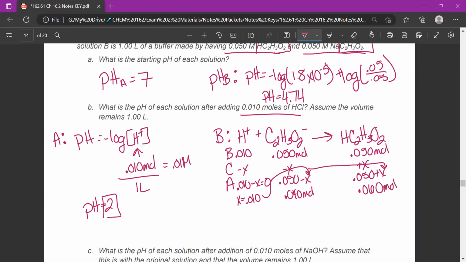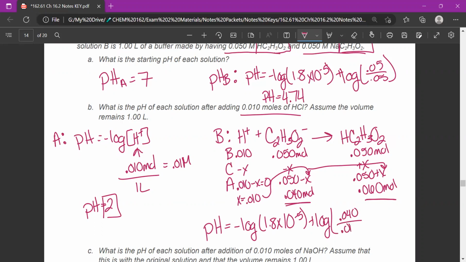Okay, now instead of doing an ice table, you're welcome to. But I know this is a buffer because I have a conjugate base and a weak acid at the end. I don't have any H plus, I just have this and this. I can do the Henderson-Hasselbalch equation. So pH is going to be a negative log of 1.8 times 10 to the negative fifth. We already know what that is. Plus the log of the A minus over the HA. So the conjugate base part is 0.040 over 0.060.